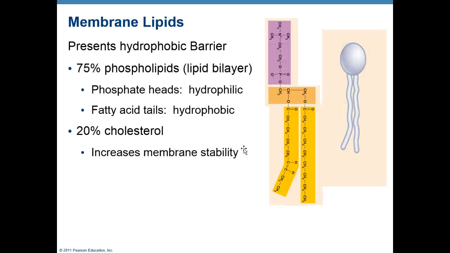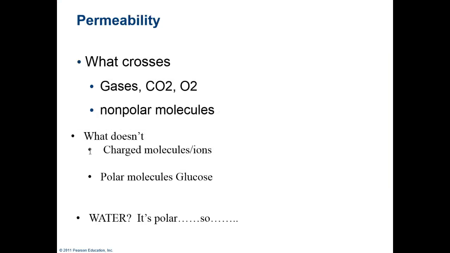So that's the phospholipids. And then 20%, give or take, of your cell membrane is cholesterol. As it says here, it increases membrane stability. The role of cholesterol is kind of above and beyond what we're going to go into for anatomy and physiology. So when we talk about membrane permeability, we're talking about what crosses through the phospholipid bilayer. You're going to see later on that proteins can shuttle things inside or outside of the cell, but we want to focus on what goes right through the phospholipid bilayer and what doesn't.